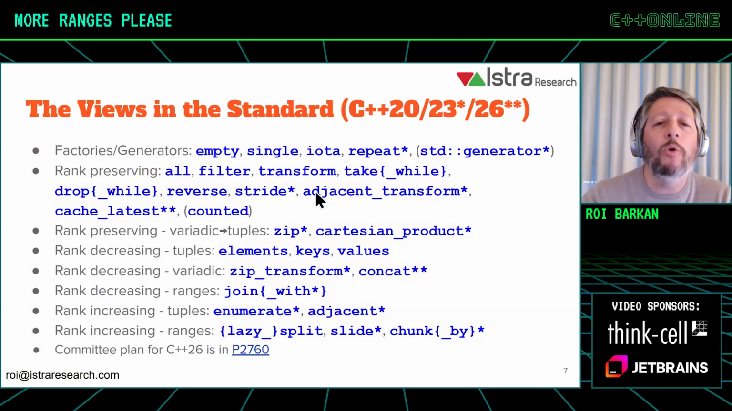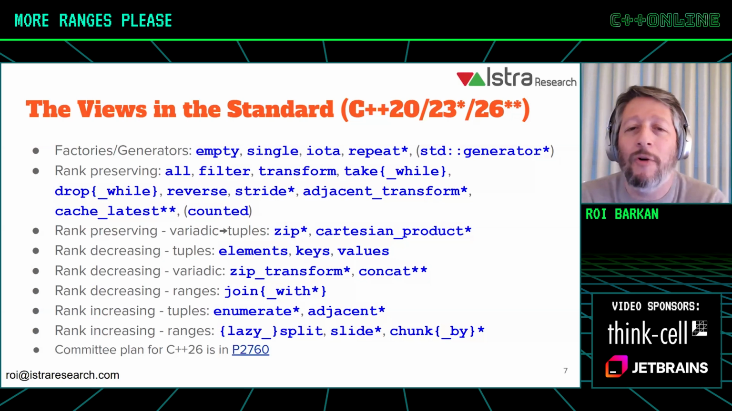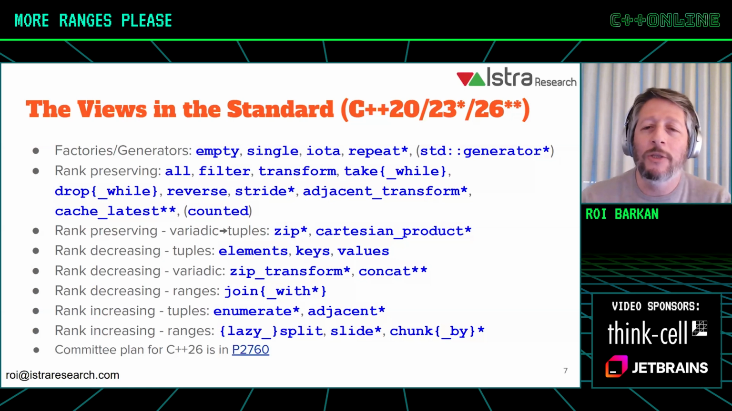And as you can see, most of the adapters that we already have in C++20 through 26 are those rank preserving ones. They take ranges in one specific shape, and they return potentially a very different range, but of the same shape. And just to be precise, I already mentioned the filter adapter. With the filter adapter, typically the output is smaller than the input, but the shape is the same. The number of dimensions in the input of the filter is the same as in the output. Just the number of elements in each dimension might be smaller.